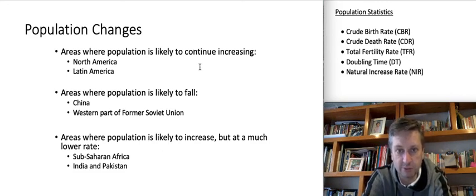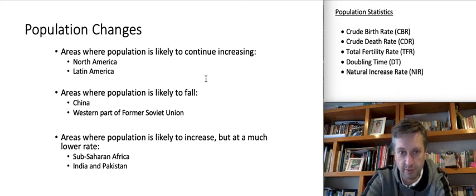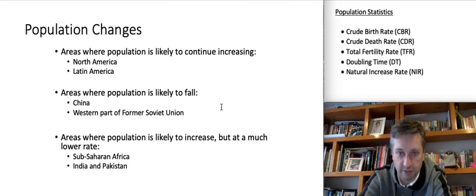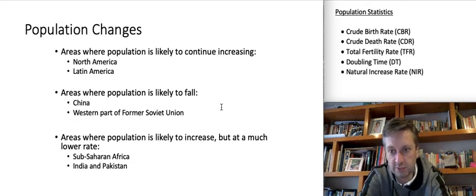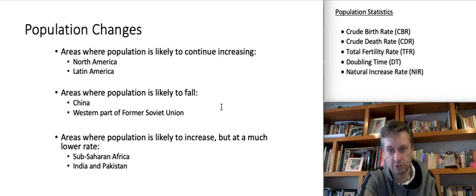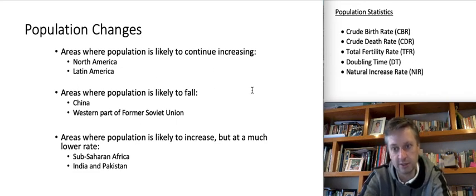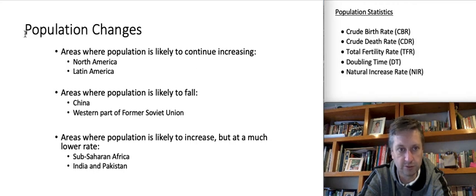Human population is likely to increase over that time in North America and Latin America in particular. In other areas, population might fall, such as China, or the western part of the former Soviet Union. And population is likely to increase but at a lower rate in parts of Africa and in the Indian subcontinent. We'll come back to those and the reasons why in future talks. But obviously you've already realised that these things depend on culture, religion, historical aspects, that kind of thing. So just bear that in mind.